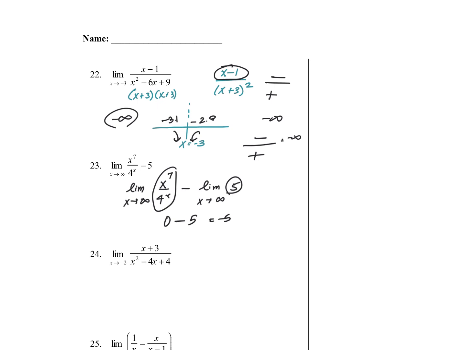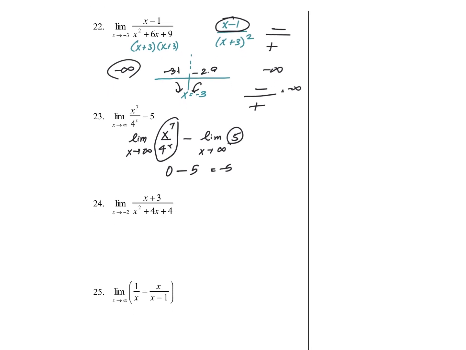This just means no matter what you plug in, think of it as the line y equals 5. Okay, it's a horizontal line. Every time you plug in an x value, you get 5. You get 5. You get 5. Okay, so the limit is 5. And then for number 24.